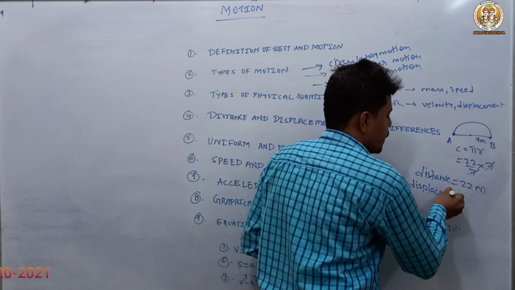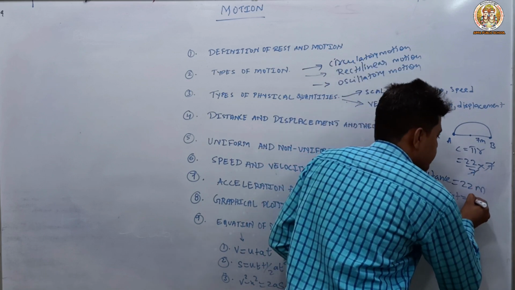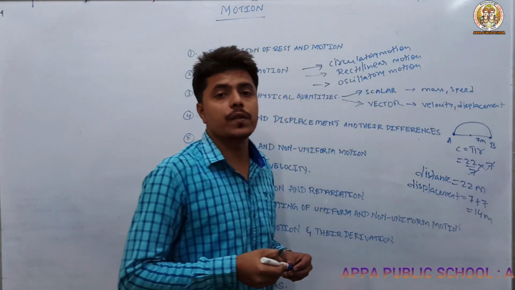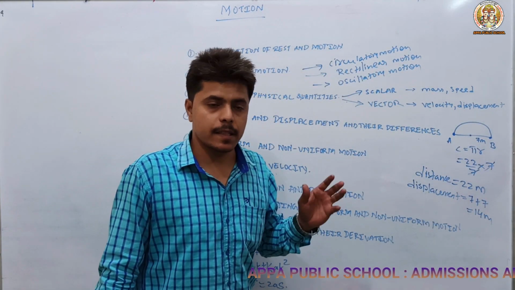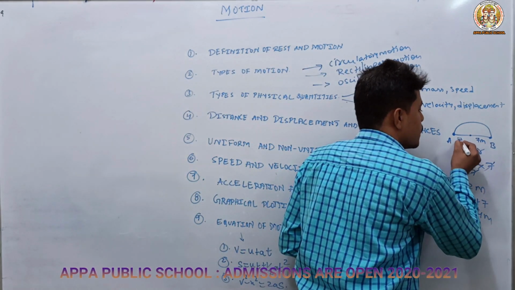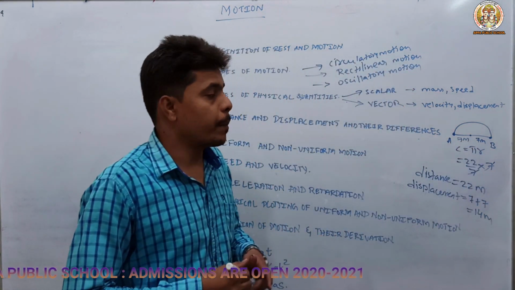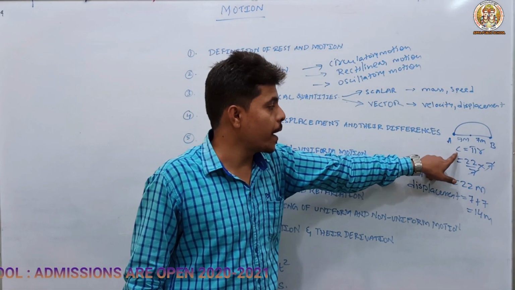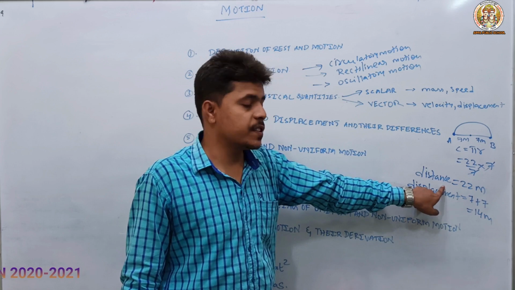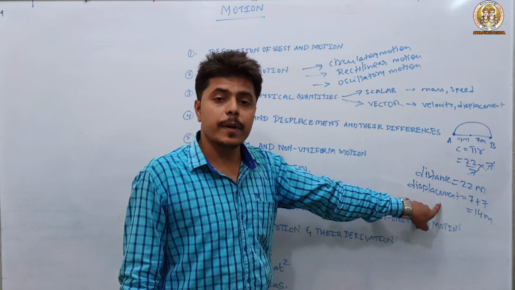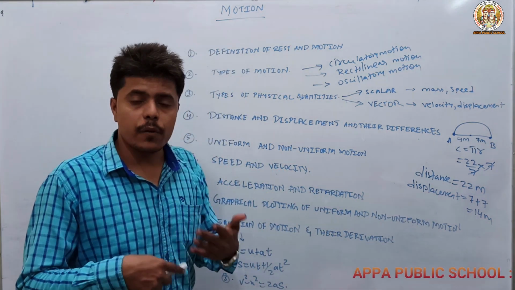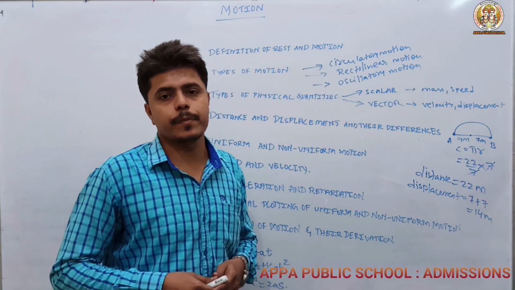Here displacement is nothing but 7 plus 7, 14 meter. So 7 plus 7, 14 meter is the displacement. Here we have calculated both distance and displacement from A to B. C is equals to 2 pi r. This is the formula, 22 by 7 into 7. Distance we have got 22 meter, and displacement it is 14 meter. So this is the way we calculate the distance and displacement.